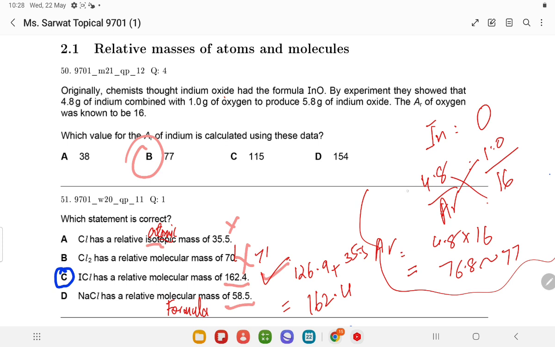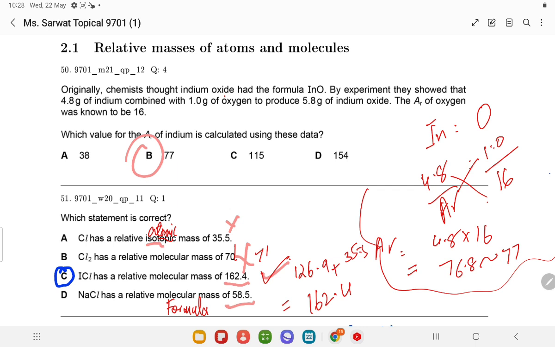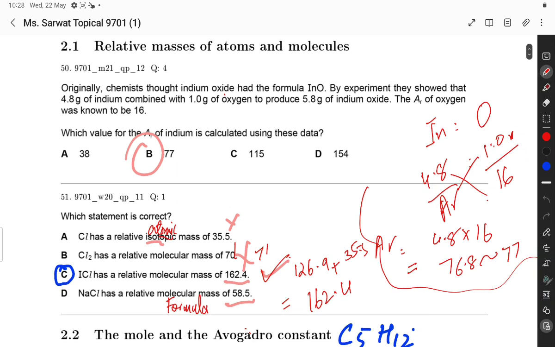This is the mass of indium, using mass over Ar. This is the mass of oxygen and Ar of oxygen, and this is the mass of indium and Ar of indium. So in this way we can calculate the Ar of indium by cross multiplying. We get the value Ar is equal to 4.8 into 16, which is equal to 76.8 or approximately 77. So B option is the correct option.